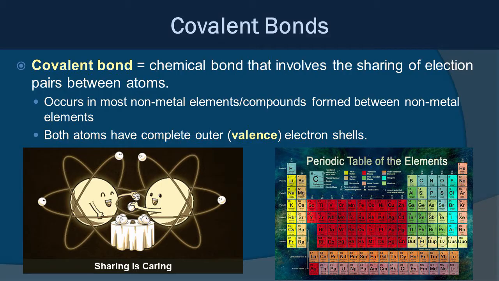Now, if you notice, neon is at the far right of the table, and that column, helium, neon, argon, and so forth, are part of what we call the noble gases. Now, that's really important because these elements are kind of inert. They don't react well to anything. And that is because they have a full valence electron shell. Now, a valence shell is the outermost shell of electrons in an atom.